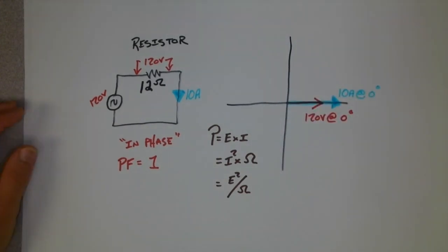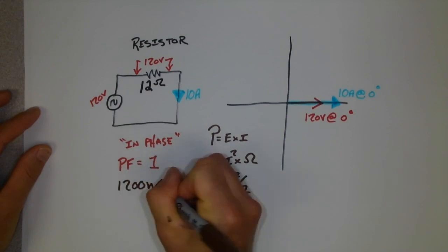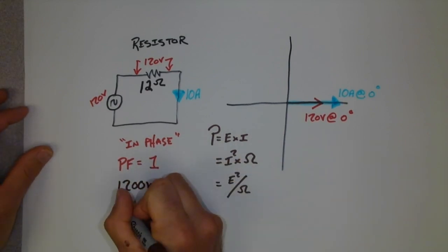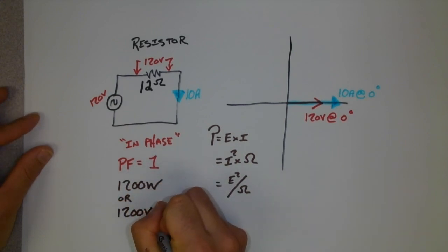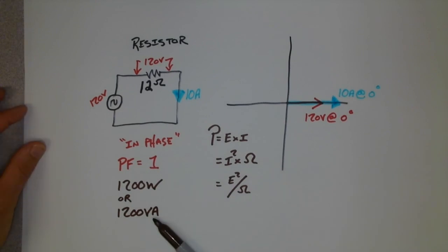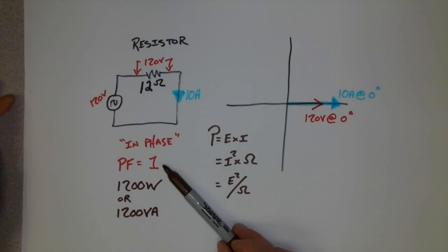So with my calculator, I'm just going to use these 2 values, 120 volts times 10 amps. This would be equivalent to 1200 watts, and it could also be written as 1200 VA. The reason it can be 1200 VA is because there is no other component in the circuit, and therefore a power triangle would be somewhat useless. So this would be considered a 1200 VA load with a power factor of 1.